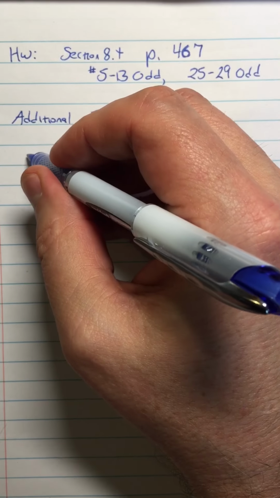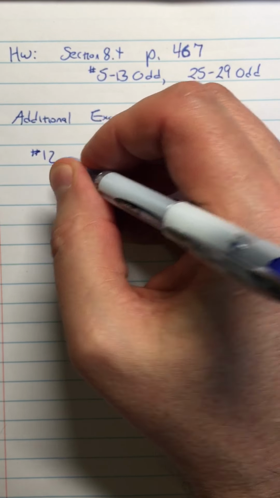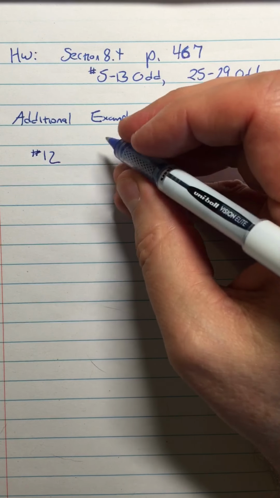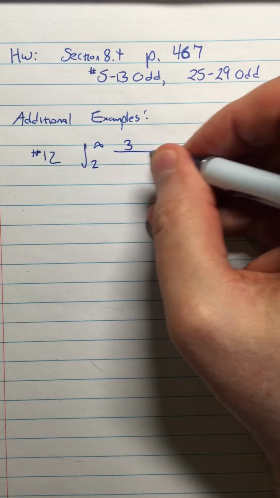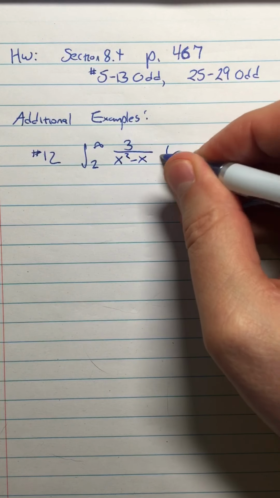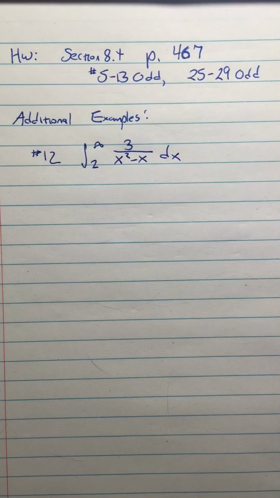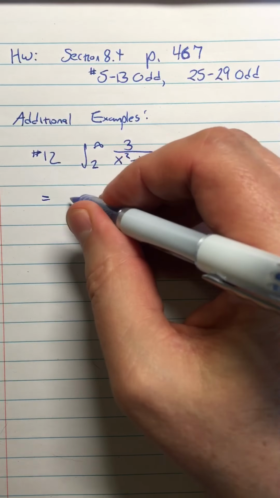Okay, I did want to do some additional examples, especially some of the sort of little bit weirder ones in this domain. So for example, here's number 12 out of that homework selection. This one's pretty weird, so I thought this was worth looking at. Integral 2 to infinity of 3 over x squared minus x. It also draws together a lot of things that we've learned. So let's see how this goes.